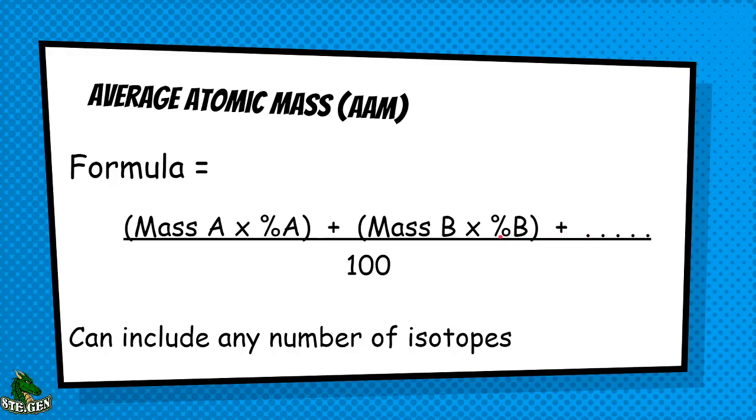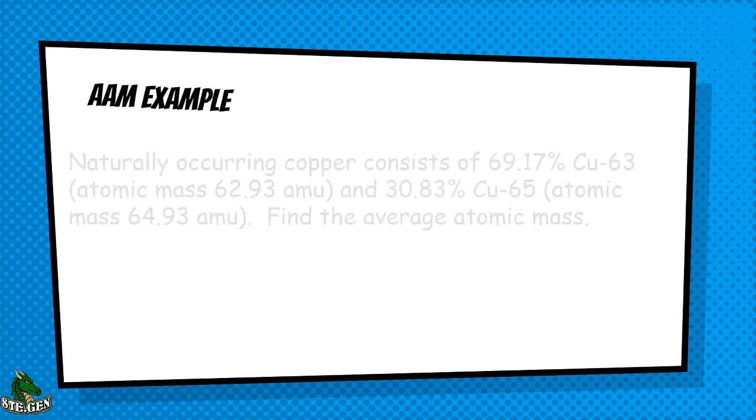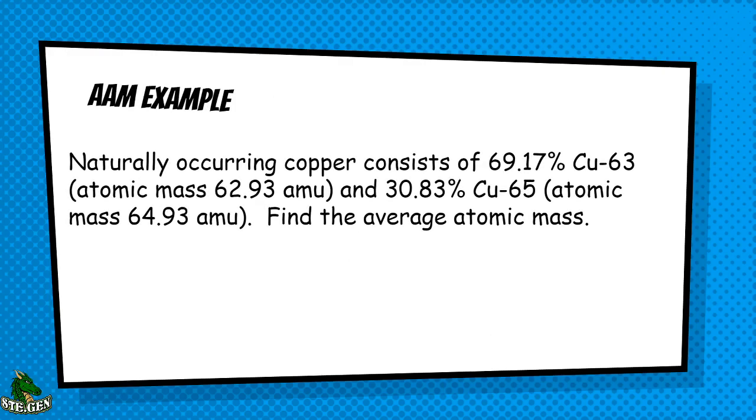The easiest way to make this make sense is to do an example problem. Naturally occurring copper consists of 69.17% copper-63, which has a very specific AMU this time because I'm pulling from actual numbers, 62.93 AMU, and 30.83% copper-65, which has an atomic mass of 64.93. We're going to find the average atomic mass.